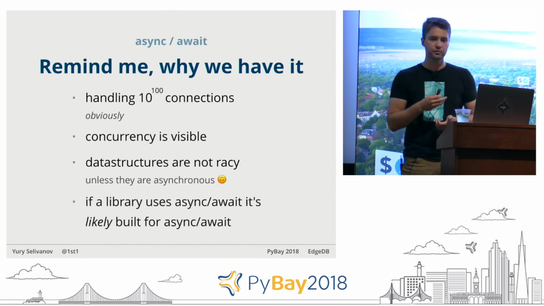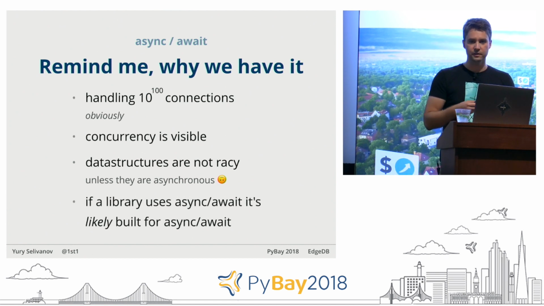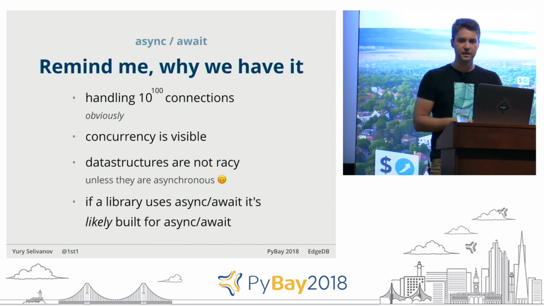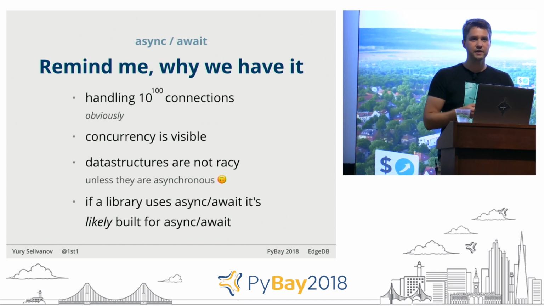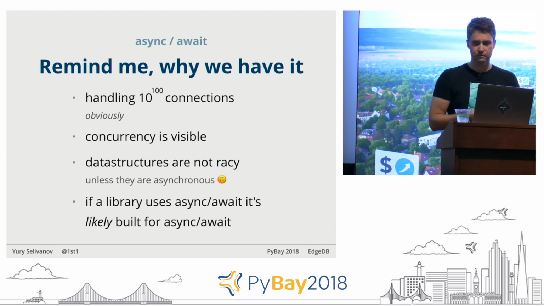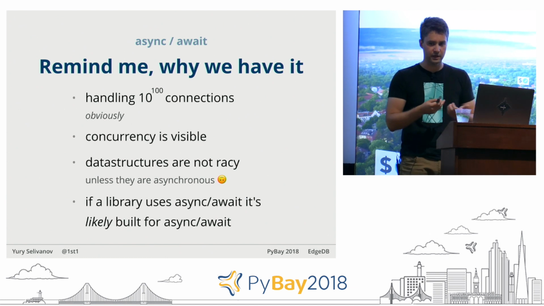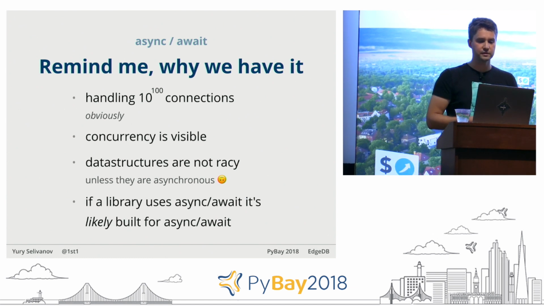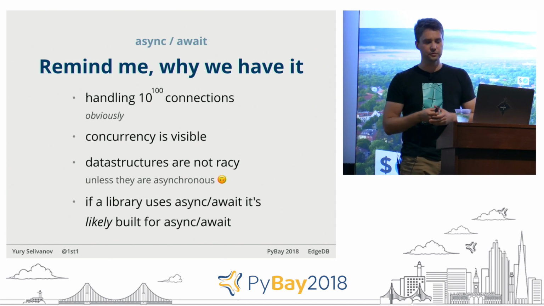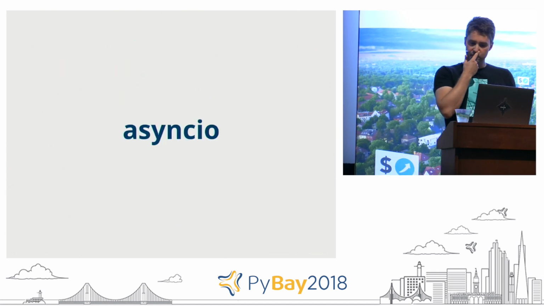There is a general rule of thumb. If you see a library that uses async await, it's probably meant to be used with async await. This is something that you cannot really say about a regular blocking IO library in Python. If you just look at some driver for some database, you have no idea if it's actually thread safe, if it doesn't have some global cache or something like that, and it may just blow up in production when you start to use it. So let's get back to async I/O.